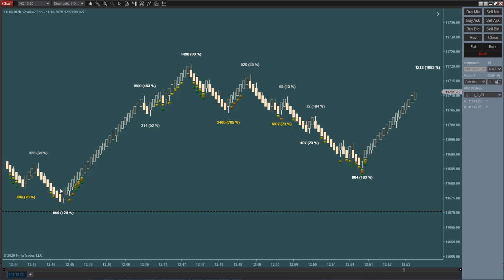To give you an idea, this push up in the market was 1509. This next push up was 1498. Close, but a little bit less, right? So the percentage number here compares the number of this push up to the number of the last push up, 1509. Does that make sense?